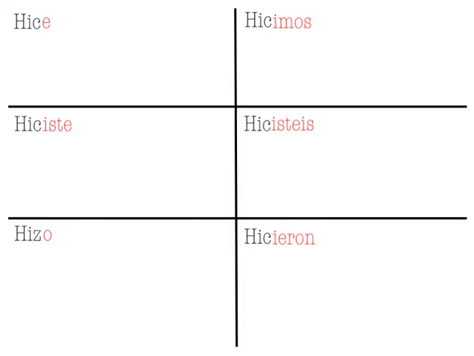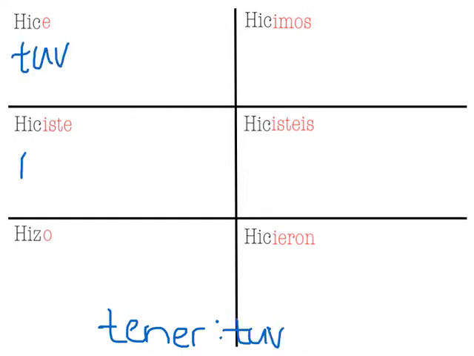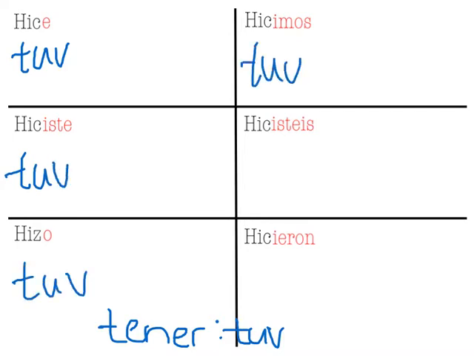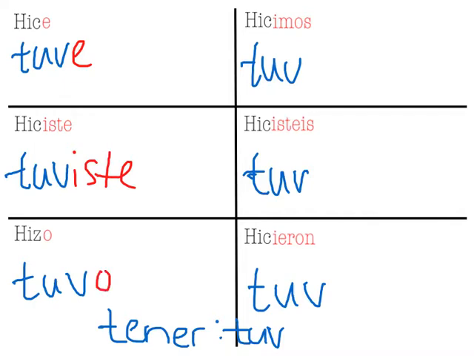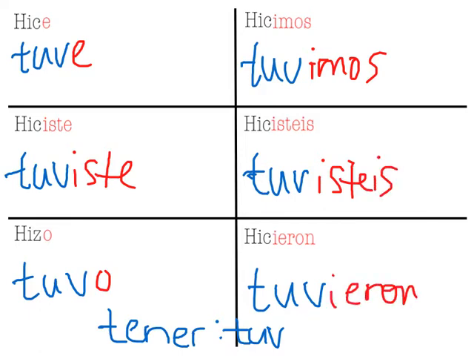Tener in Spanish means to have, and our irregular stem is tuv. So tuv will be our stem all the way through. Hizo is the only one that has that weird él form. You don't have to worry about that in the others. And then we'll just use the same endings that we used with hacer. So we have tuve, tuviste, tuvo, tuvimos, tuvisteis, and tuvieron. Please make sure that you have this one down in your notes, and then we'll move on.